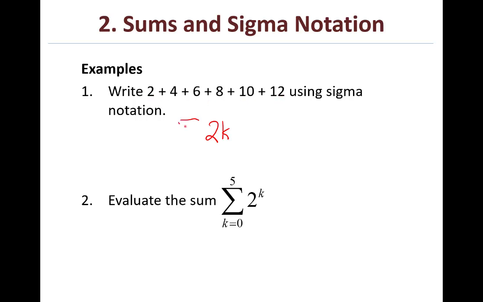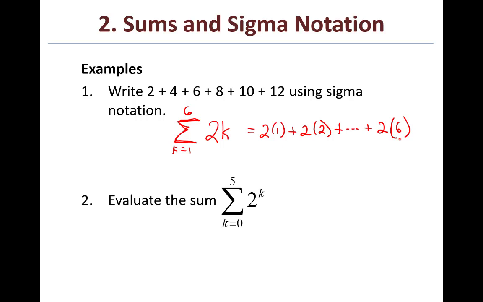So I put a big capital sigma in front of that, and I write k equals 1 on the bottom and 6 on top. And the sigma is kind of our way of saying add these things together. Sigma is like S for summation, so sometimes this is also called summation notation. So this is really 2 times 1 plus 2 times 2 plus on and on until I get 2 times 6.